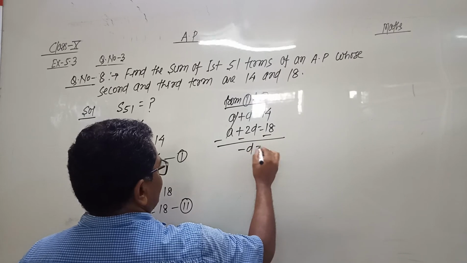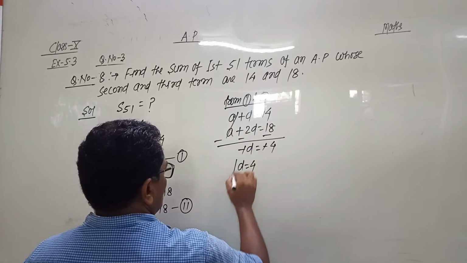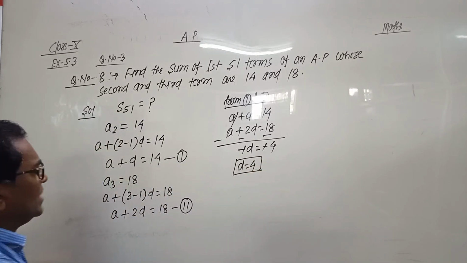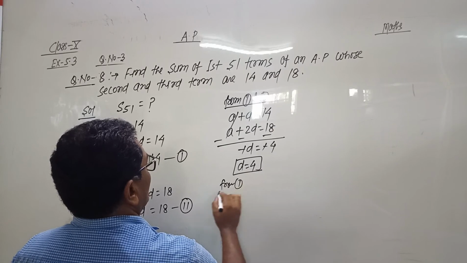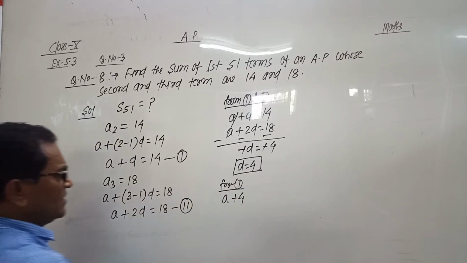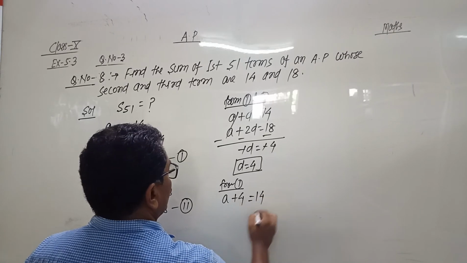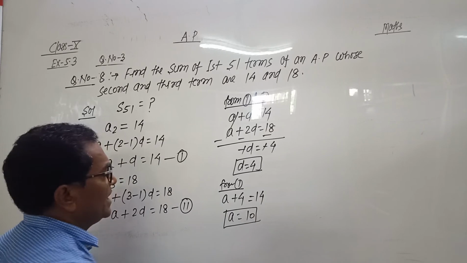Subtracting, we get minus d equals minus 4, so the value of d comes to be 4. Now we calculate the value of a. From the first equation, a plus d, and the value of d we get 4, equals 14, and the value of a comes to be 14 minus 4, 10.